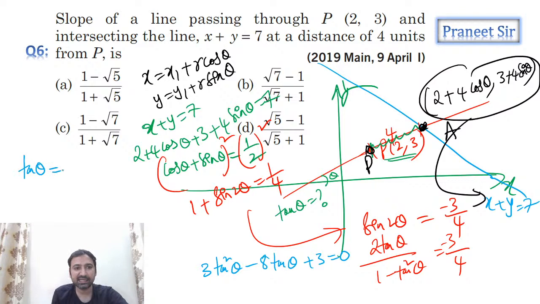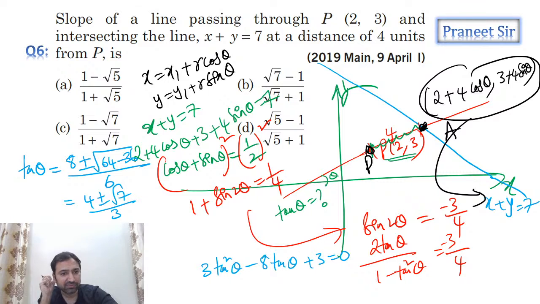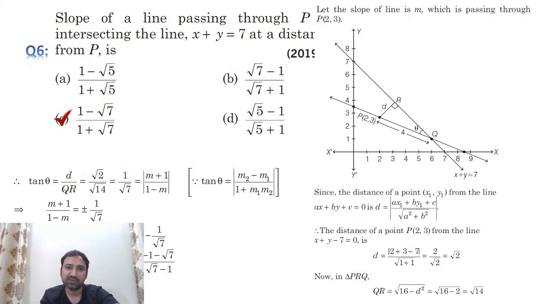Let's calculate this. Tan theta is equal to minus b plus or minus square root of b square minus 4ac, 4 nines are 36, by 2a, that is 6. Now let's simplify this. We get 4 plus or minus square root of 64 minus 36, 28, which is root 7, by 3. This is what we're getting, guys. So 4 plus or minus root 7 by 3 is the tan theta value. If you rationalize this, we should get the answer. So where are we getting this? Option D. Clear now? Guys, is it clear?